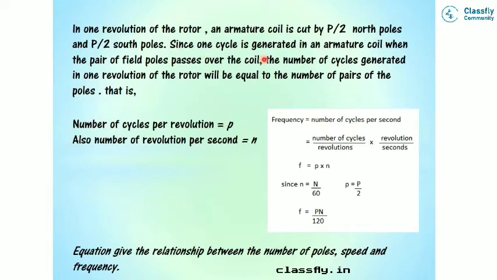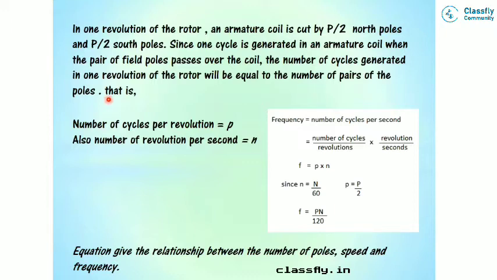Now, since one cycle is generated in an armature coil when a pair of field poles passes over the coil, the number of cycles generated in one revolution of the rotor will be equal to the number of pairs of the pole.